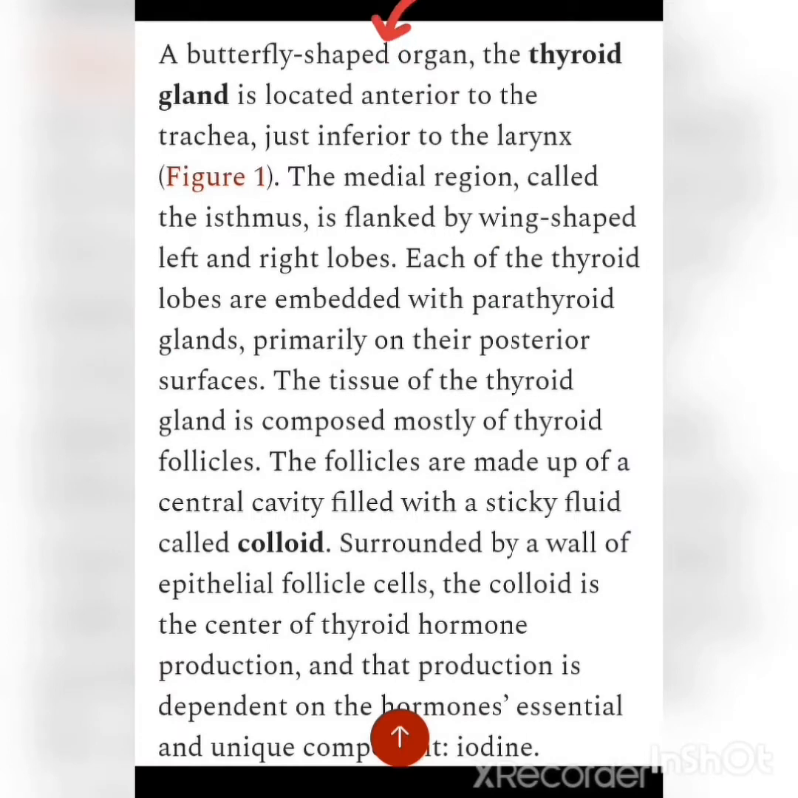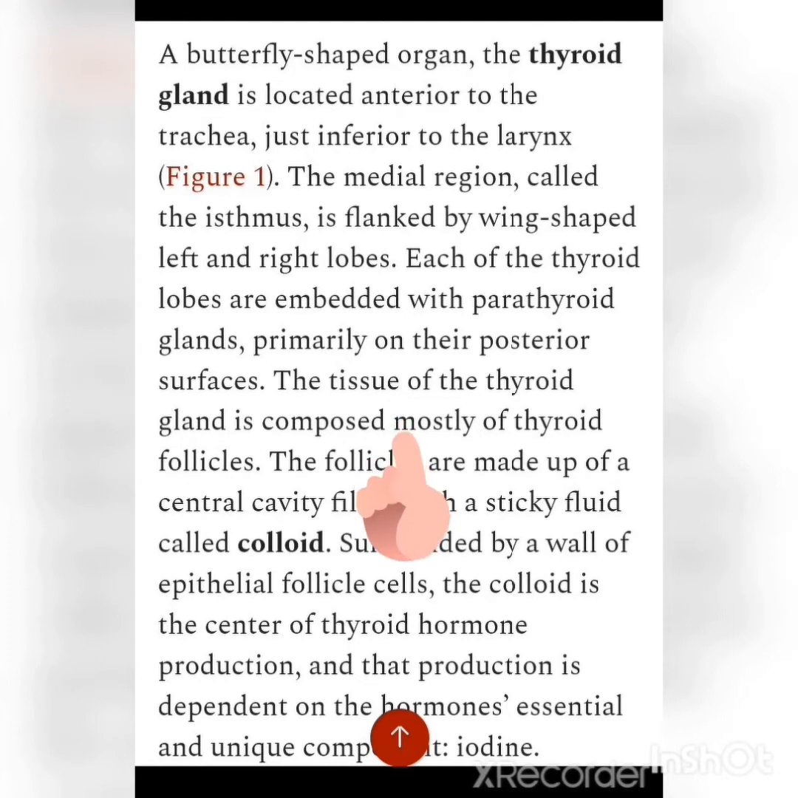The thyroid gland is a butterfly-shaped organ. It is located anterior to the trachea, just inferior to the larynx. It is divided by an isthmus, which is a medial region that divides it into left and right lobes. Each thyroid lobe is embedded with the parathyroid glands. These parathyroid glands are 4 in number.